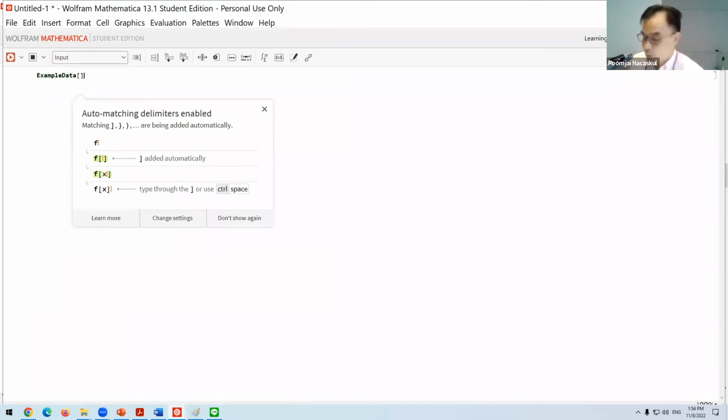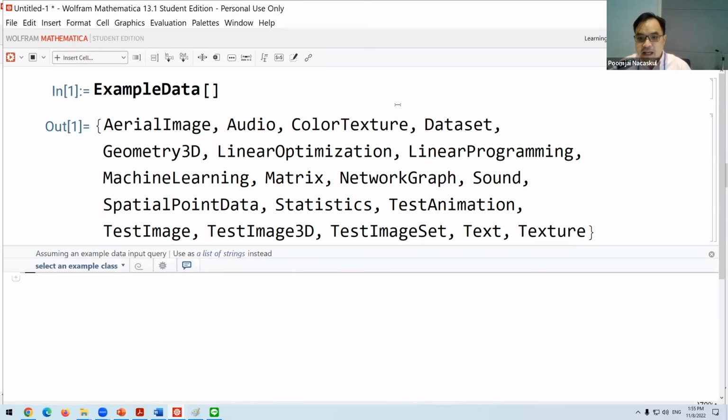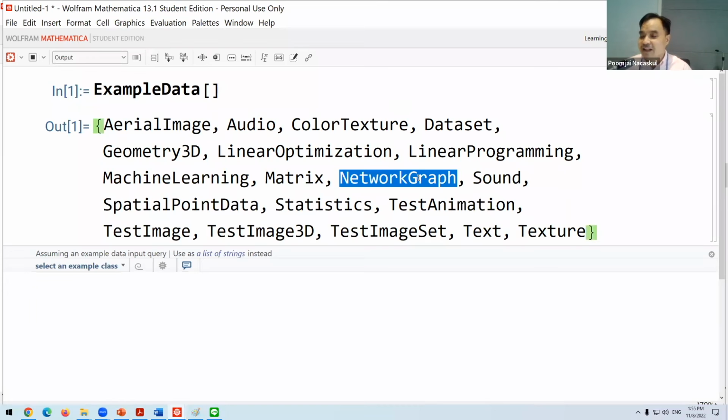Just key in exactly as I do, right? I'll make it bigger. So you see that example data has all these different groups. Now, what I'm going to focus on is certainly this.